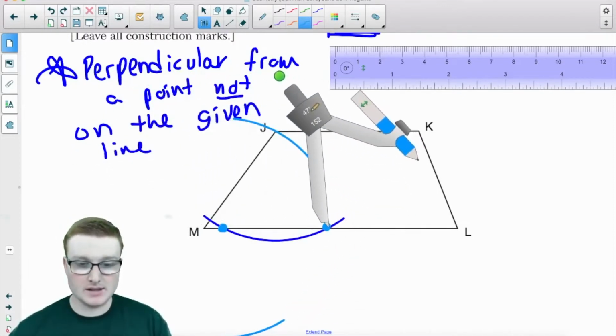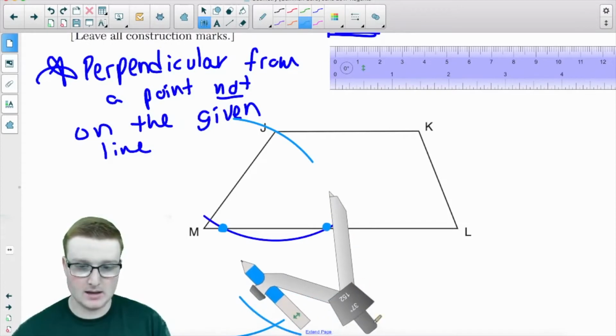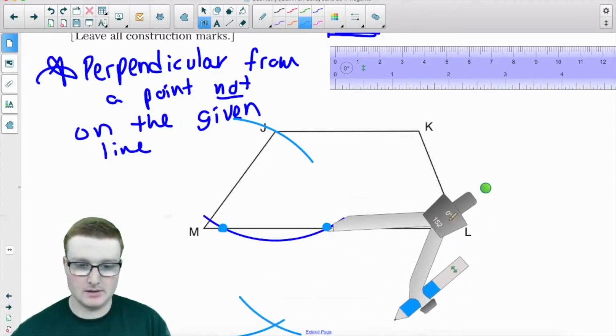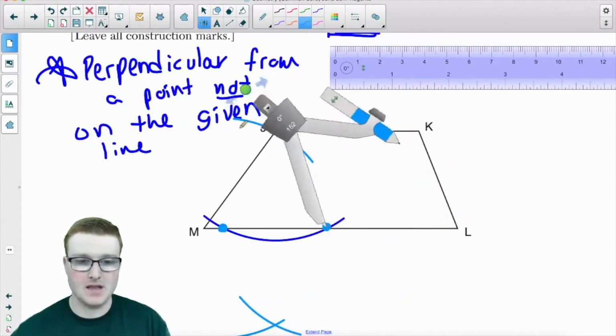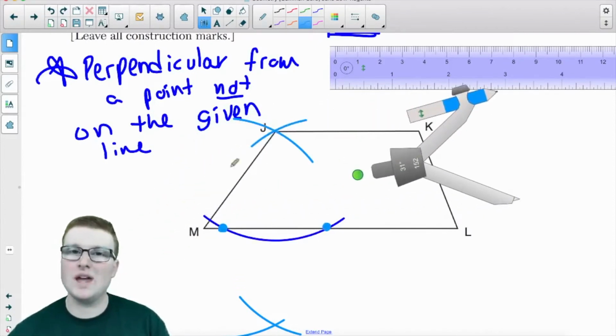Then I'm going to repeat the process on this blue dot. Swing below and swing above. There we go. Now, here's the thing, folks. You don't have to swing above. You could actually just swing below and you'll get credit anyway. But I like to be accurate. I swing both above and below.